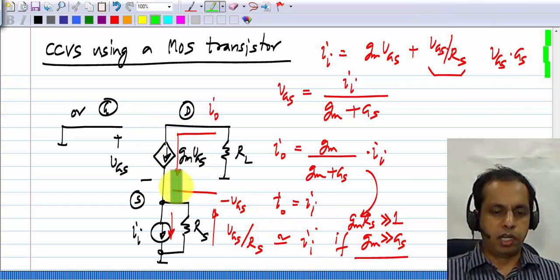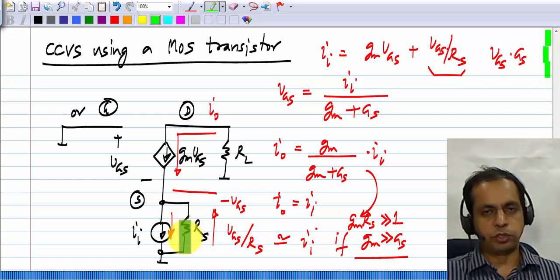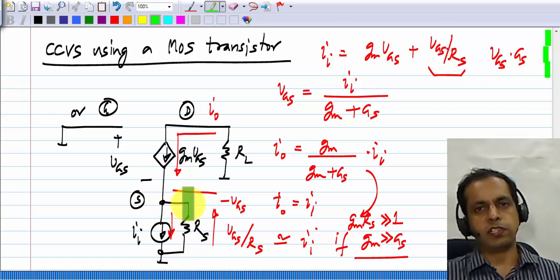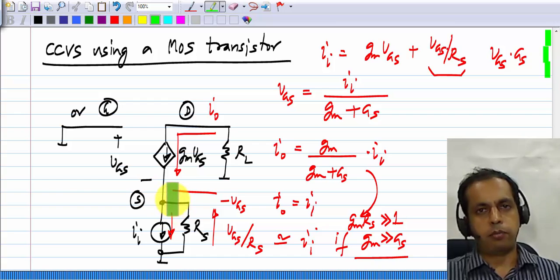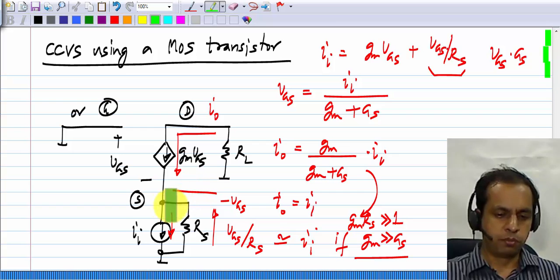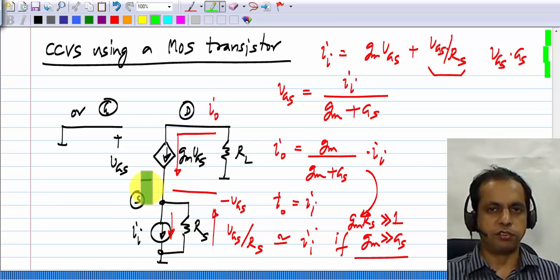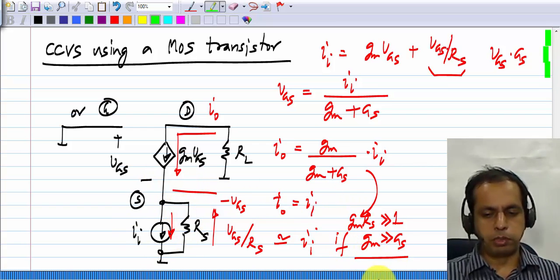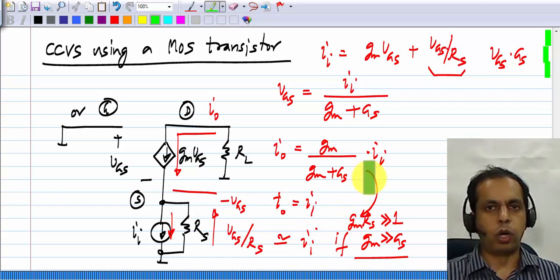This is GM times whatever resistance is connected between its source and ground. It happens to be the load resistance in case of a source follower. It happens to be the resistance which defines the transconductance in case of a voltage controlled current source, and here it's the internal resistance of the input source. That must be much greater than 1. In that case, this behaves like a current buffer of gain 1.